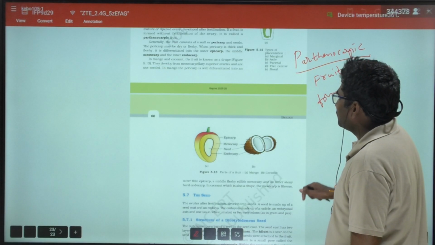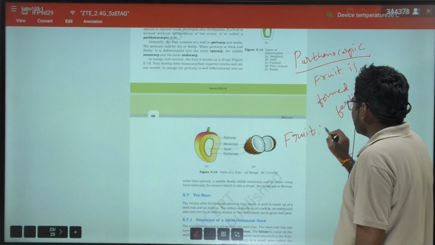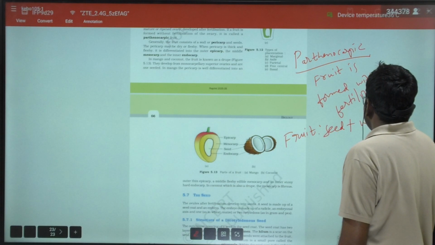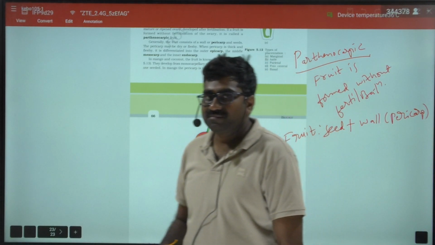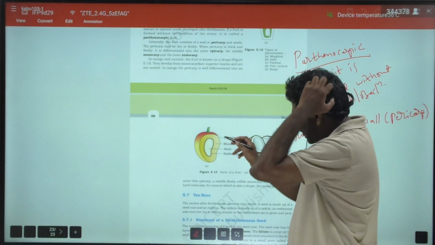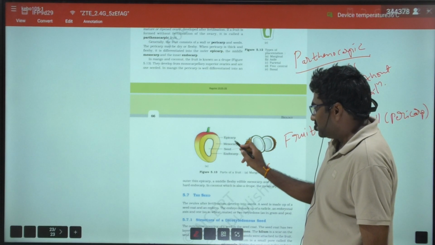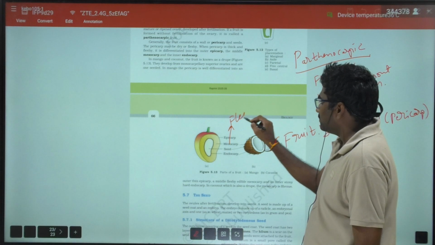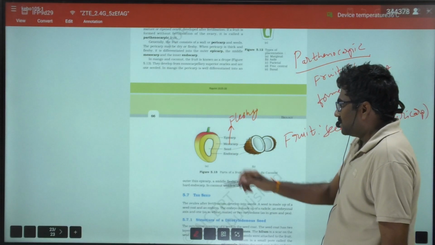So generally, the fruit mainly consists of seed as well as the fruit wall. That fruit wall is known as the pericarp. Pericarp is divided into three layers: epicarp, mesocarp, and endocarp. If you look at the mango, the outer layer is the epicarp, the middle layer is the mesocarp, which is fleshy in mango, and the endocarp is hard.